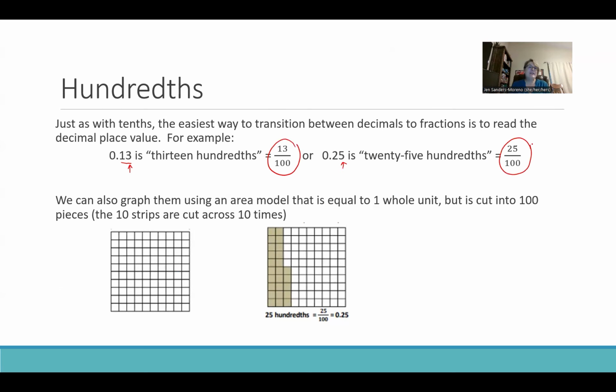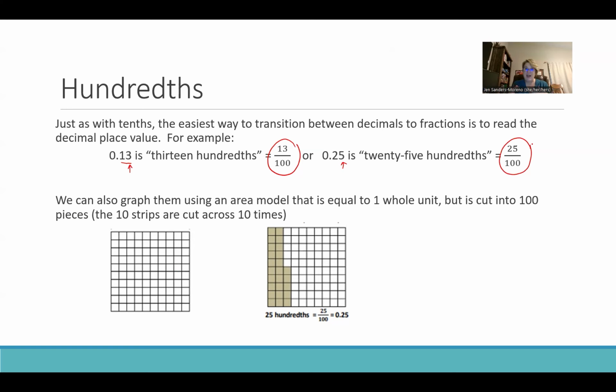Okay. As you can see, we have another area model here. It's been cut into 100. Now the good news is these aren't difficult to do. The bad news is that it would be really tedious if you had your students actually draw these area models. Can you imagine the time suck that would happen from doing 10 strips just to cut into 100 and then shade?